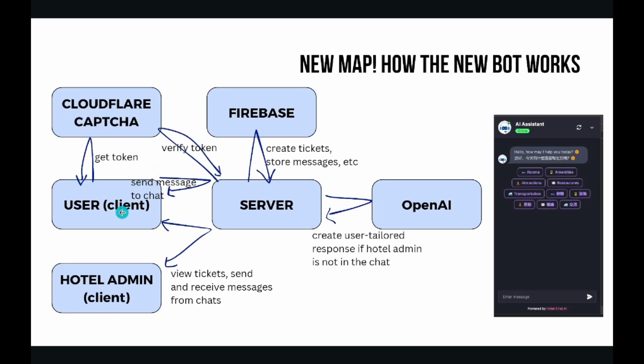So here's a new map of how the bot works. First, the user solves an invisible captcha to get a token. When they send their message to the chat, the token is passed along, and the server verifies the token so they know that the user is a real person. Then the server saves the user's message in Firebase. It asks for a response from OpenAI and returns that information back to the user.